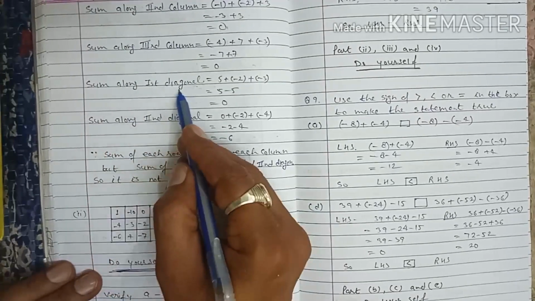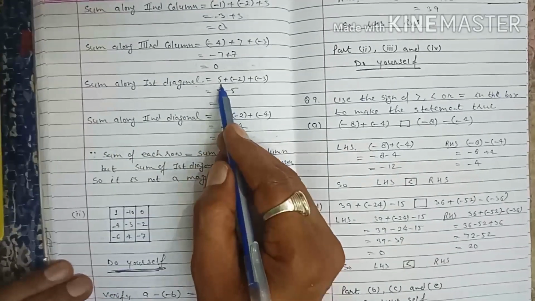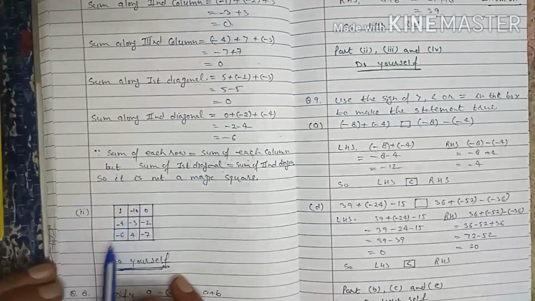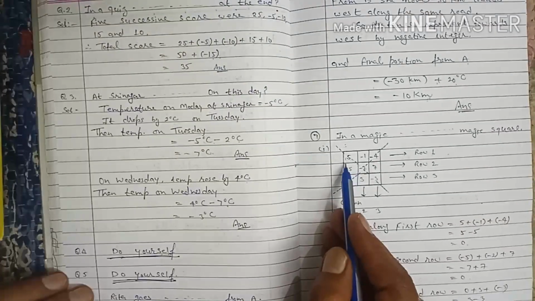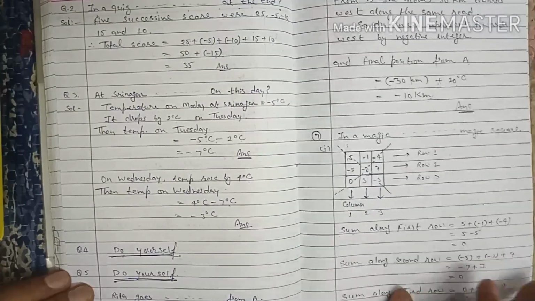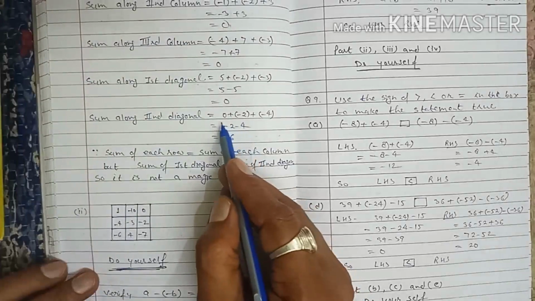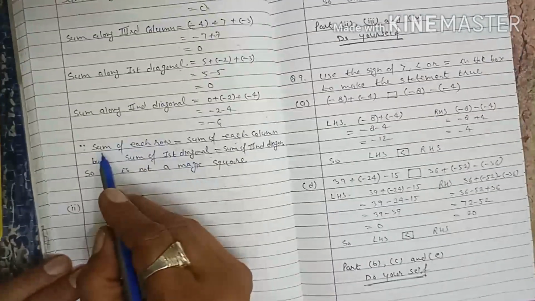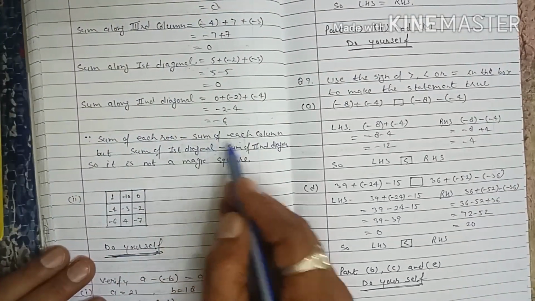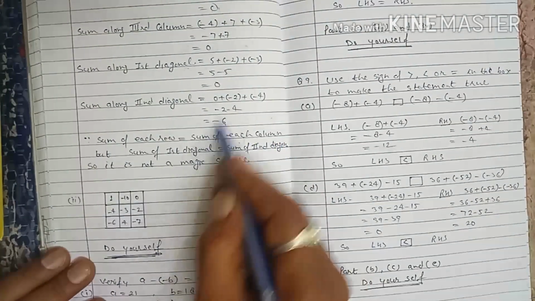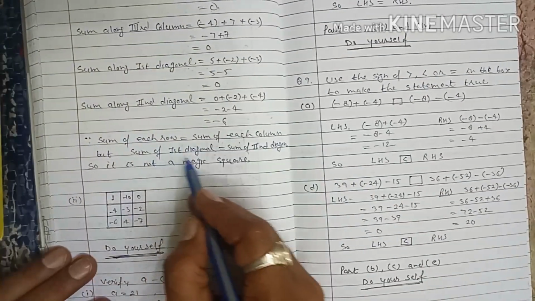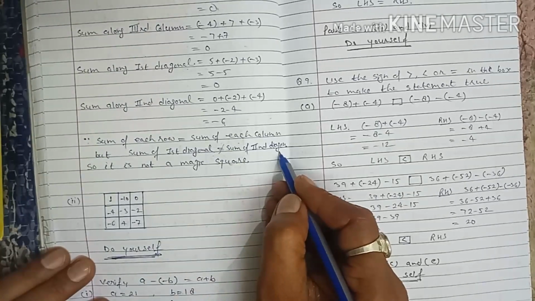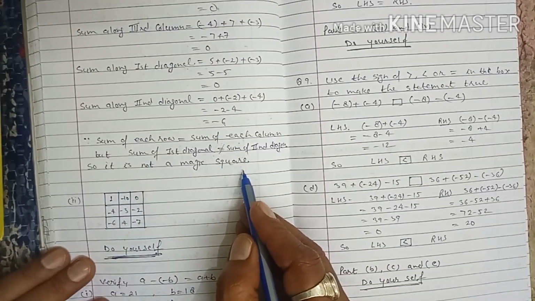Now diagonals. 5 plus -2 plus -3 is equal to 0. And sum along the second diagonal 5, -2, -3. That is -6. Both are not equal. Since the sum of each row is equal to the sum of each column, because all are 0, but the sum of the first diagonal is not equal to the sum of the second diagonal, so it is not a magic square.